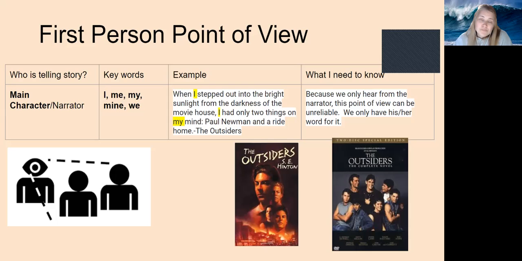What you need to know is to be aware that first person point of view can be unreliable, because you are inside their brain. Everything they see is through their biased perspective. And so when they see things and interpret things, they might interpret it the wrong way. But because you're stuck in their brain, it's sometimes hard to get a realistic perspective.